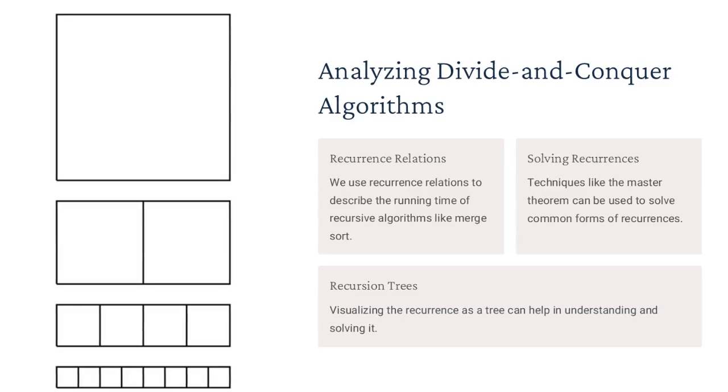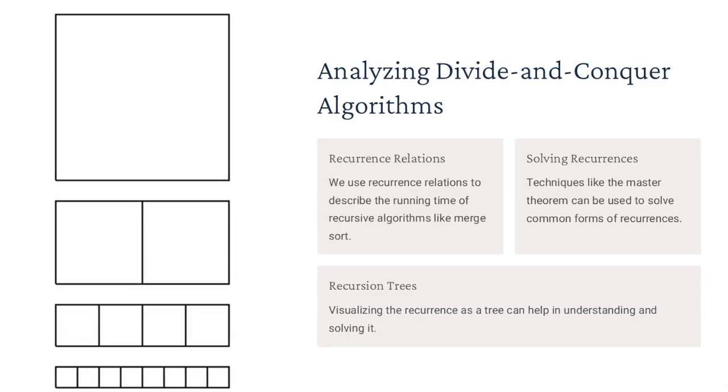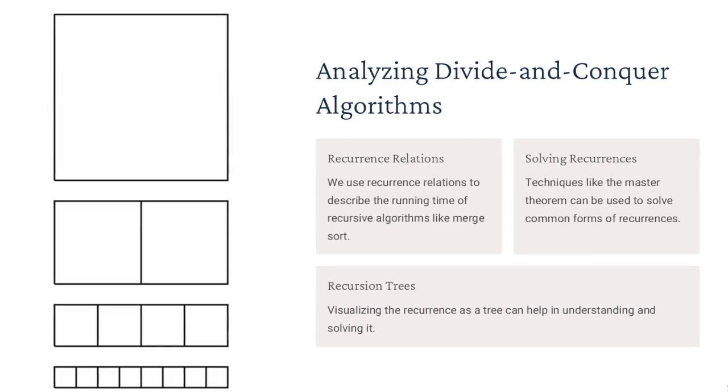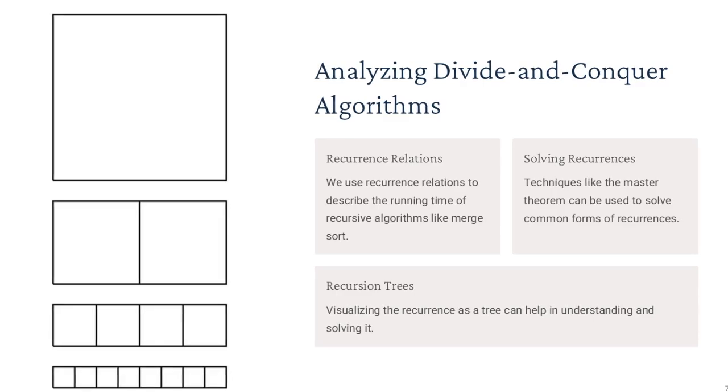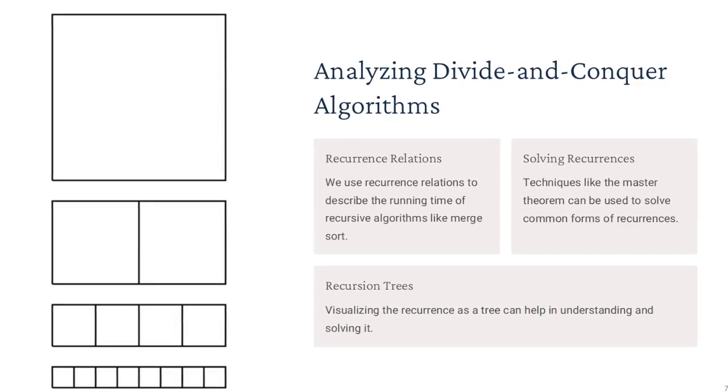Analyzing divide and conquer algorithms requires a structured approach to solve their recurrence relations. These relations express the total running time in terms of the time taken by recursive calls and additional work such as merging or combining results. Several techniques are used to solve these recurrences.